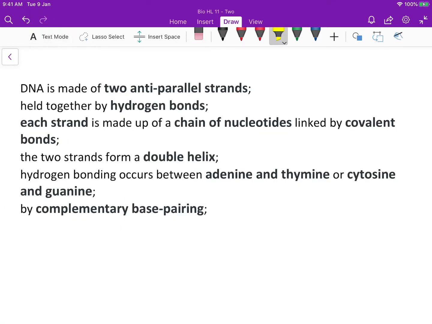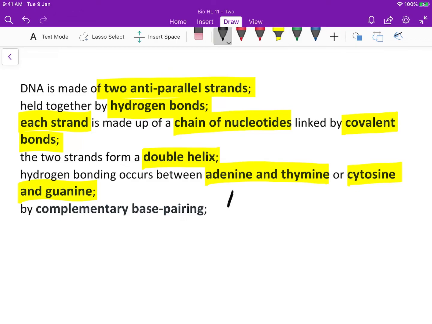Okay, so here's our quick recap. DNA is made up of 2 anti-parallel strands held together by hydrogen bonding. Each strand is made up of a chain of nucleotides which are linked by covalent bonds, we said, between the phosphate and the sugar. It forms a double helix, and we get hydrogen bonding between adenine and thymine, or cytosine and guanine. Now here you cannot just say A to T. That is not a mark. They're quite picky about that.